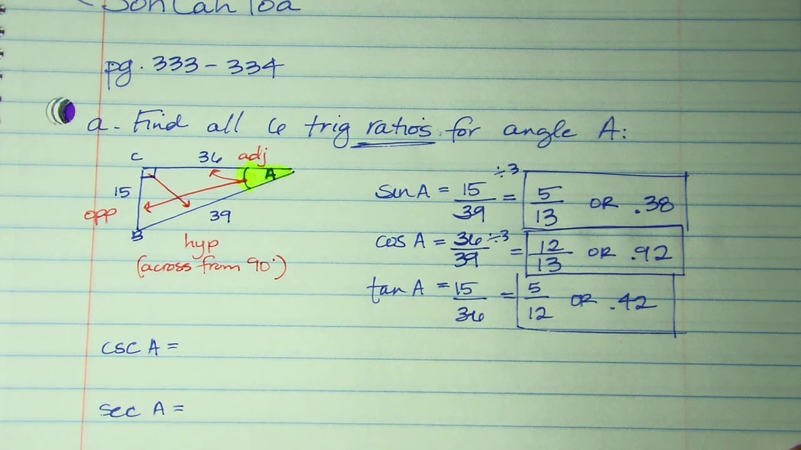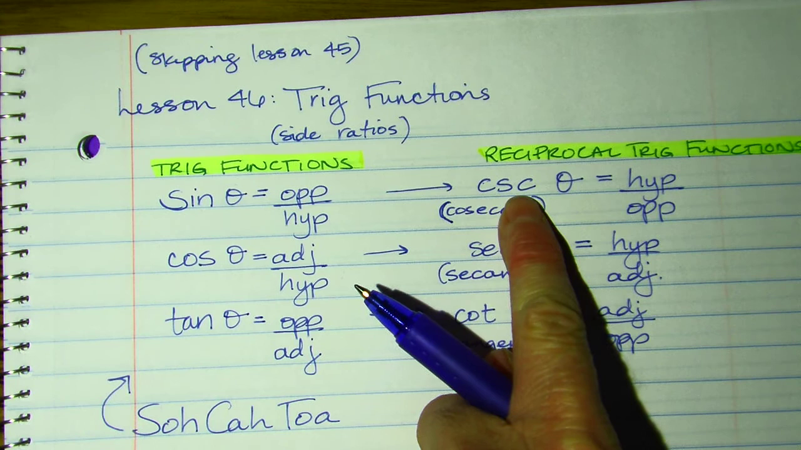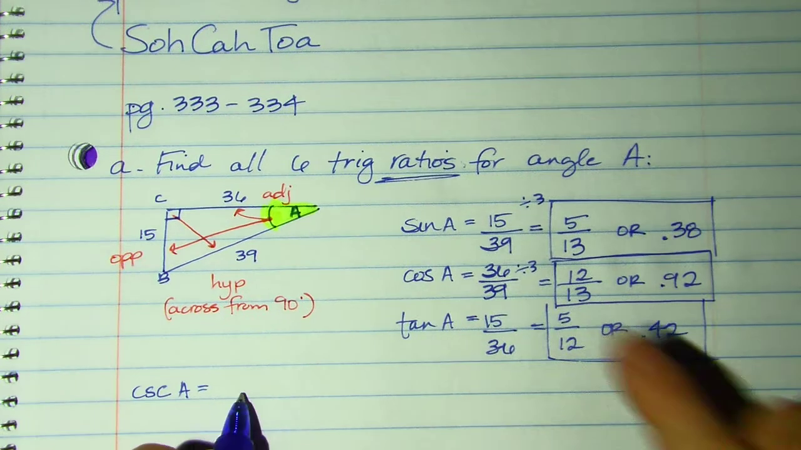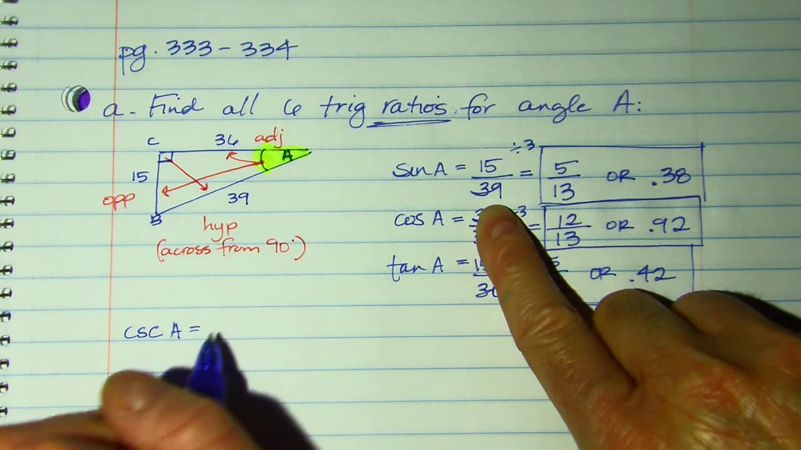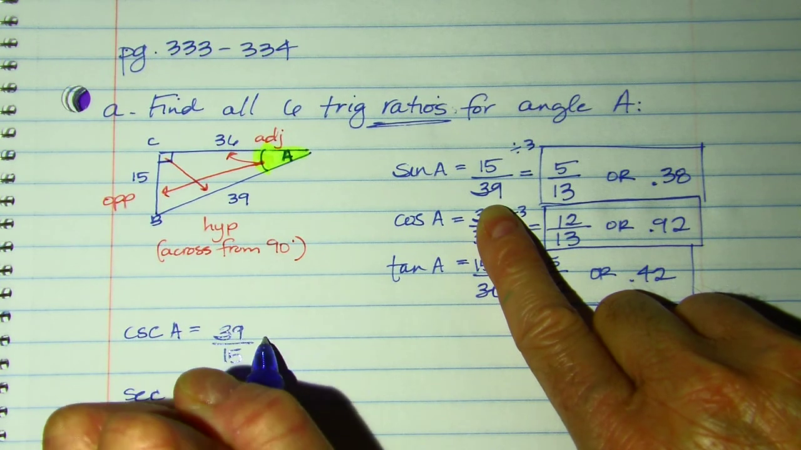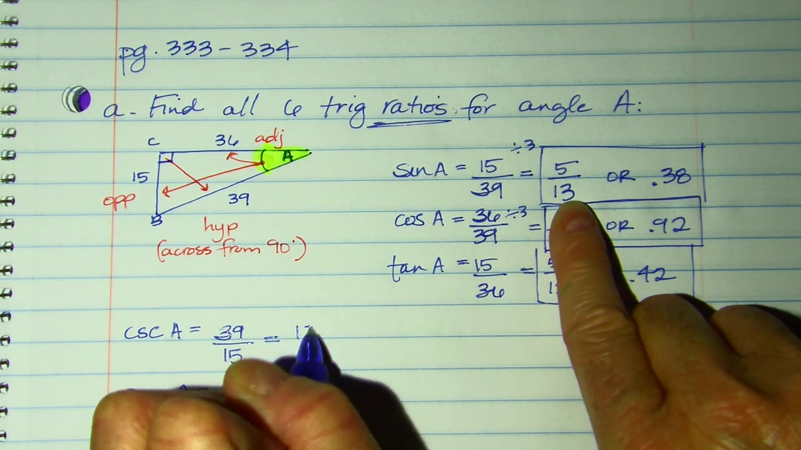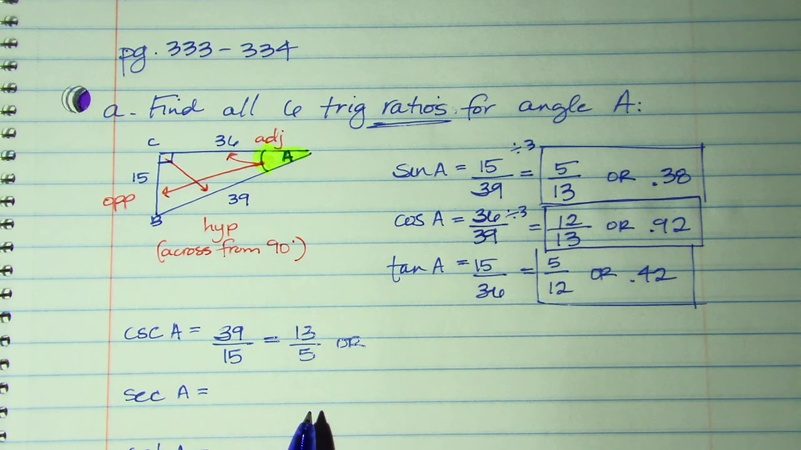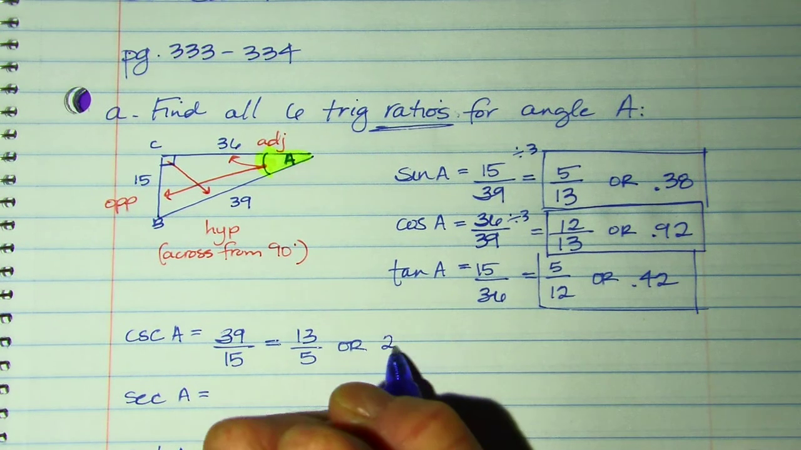Now, if needed, you can use what we wrote above. Cosecant is the reciprocal of sine. So sine was 15 over 39, so the reciprocal would be 39 over 15. I'm still going to reduce that, so that's 13 over 5. Or as a decimal, 13 divided by 5 in your calculator, I got 2.6.